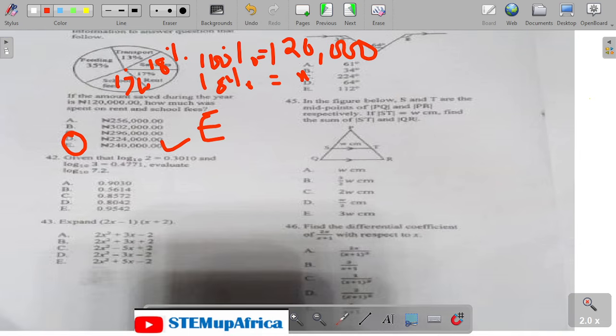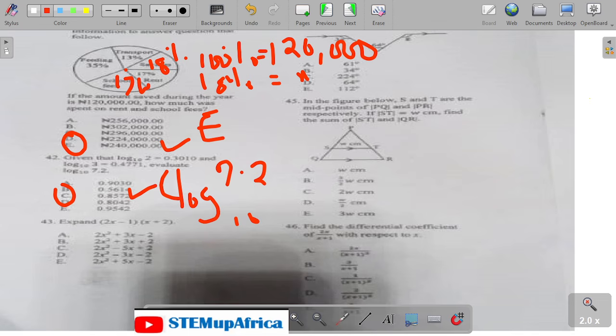So let's see number 42. If you find log 7.2, no need, just use your calculator. Now 7.2 is base 10, and the calculator is divided to base 10. So just press log 7.2. The answer is 0.8572, which is option C.